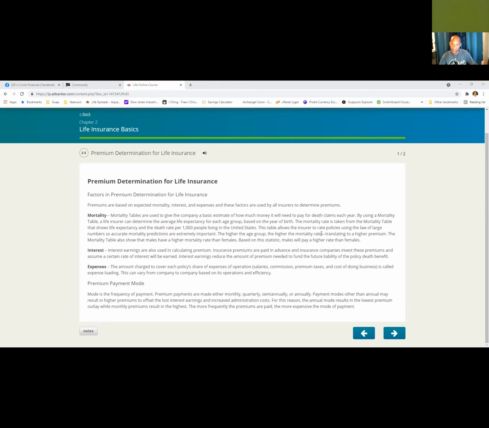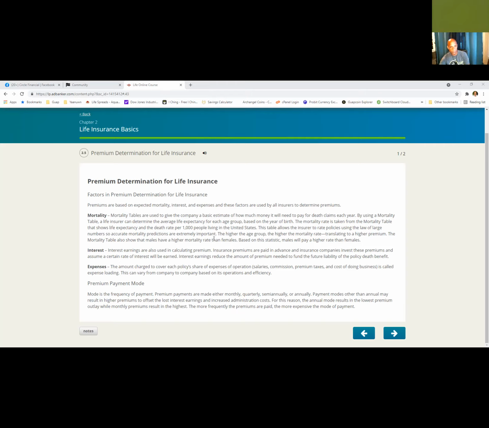So the closer you are to death, the higher you're going to pay, which is why you want to get life insurance as young as possible. The earliest age that someone's eligible to get life insurance in most companies is 1 month old. That's the age that everyone should start getting life insurance. The mortality table also shows that males have a higher mortality rate than females. We know that men die earlier, so women have cheaper life insurance than men. Based on this statistic, males will pay a higher rate than females.